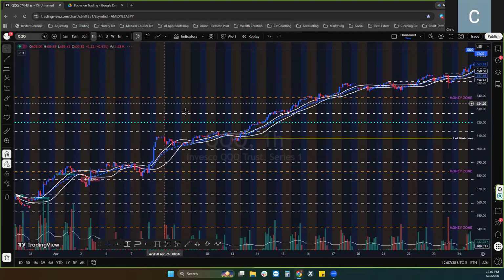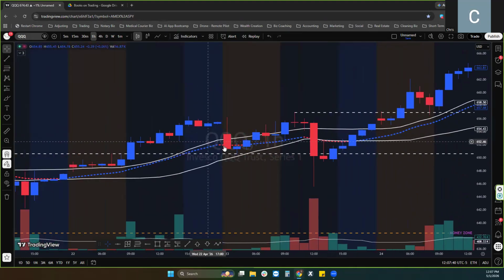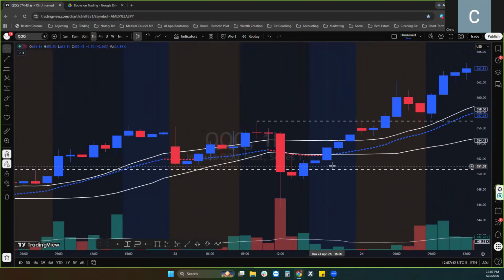I start my analysis on the 1 hour chart. As of right now, on the 1 hour, price is above the Bollinger. This is a 0.5 Bollinger, price is above. And because price is above, I would be interested in looking for buys. That's the first thing that I'm looking for.